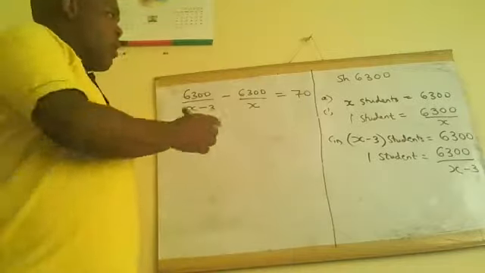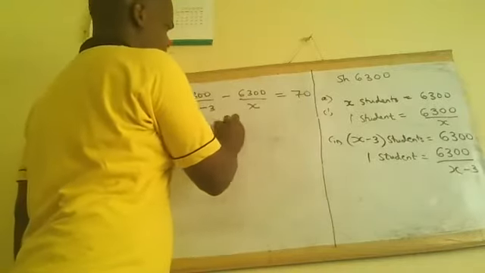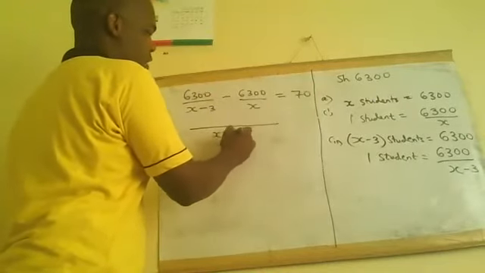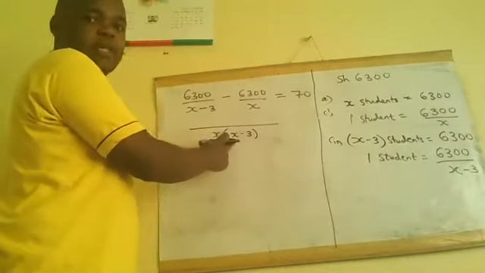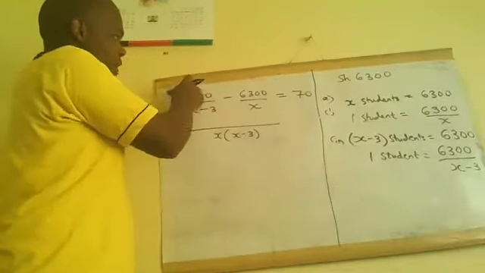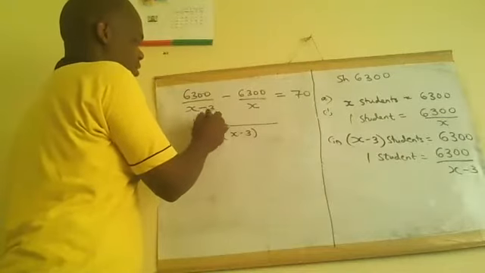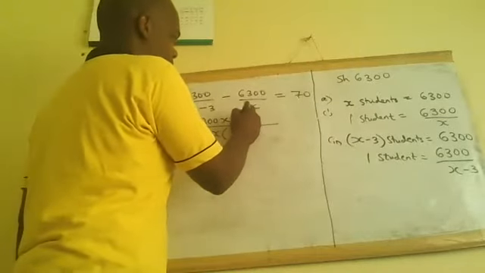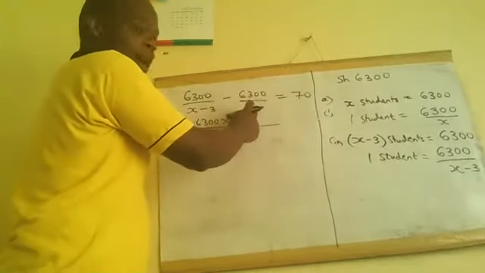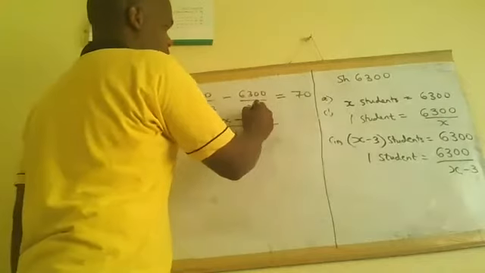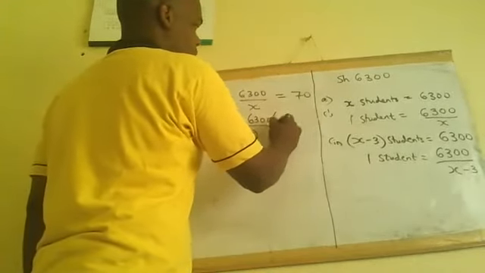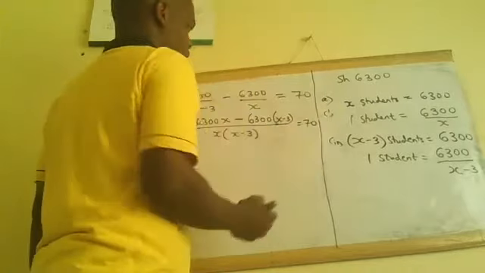So we solve. The LCM of x minus 3 and x is x into x minus 3. So x into x minus 3 divided by x minus 3 is x, and then you multiply by 6300. You get 6300x. Then minus x into x minus 3, you divide by x, you get x minus 3, and then you multiply with the numerator there, 6300 into x minus 3. And then you equate it to 70.